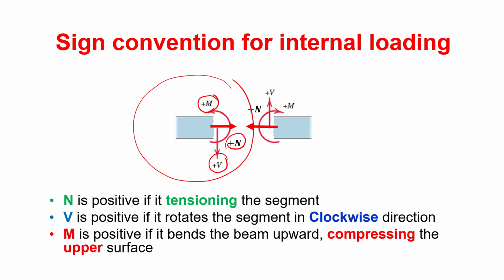Yes, if you consider the left hand side, we always consider the left hand side. Shear force should be down, positive. Axial force coming out towards the right is positive, and bending moment in this direction, the counterclockwise direction, is positive in this one. Are we good?